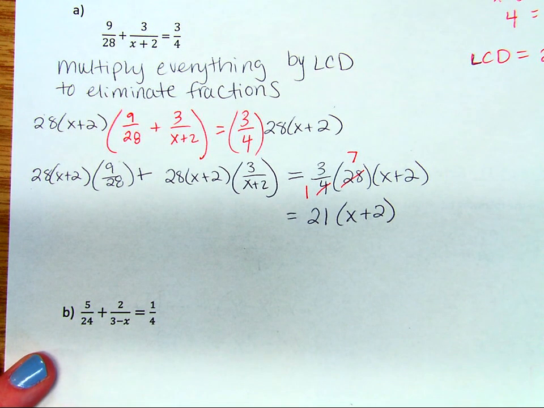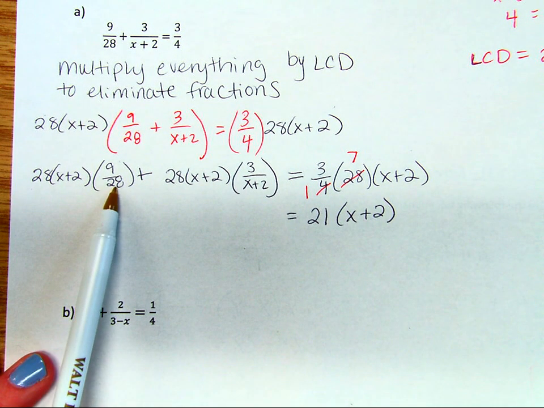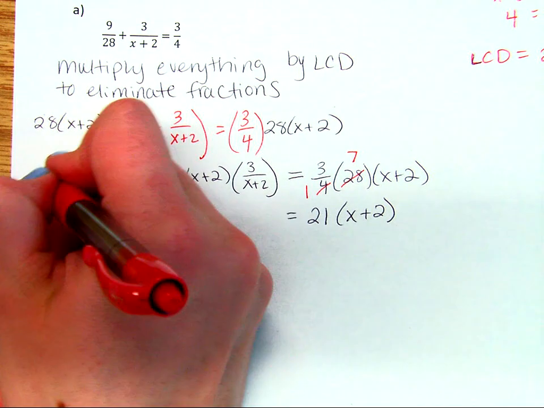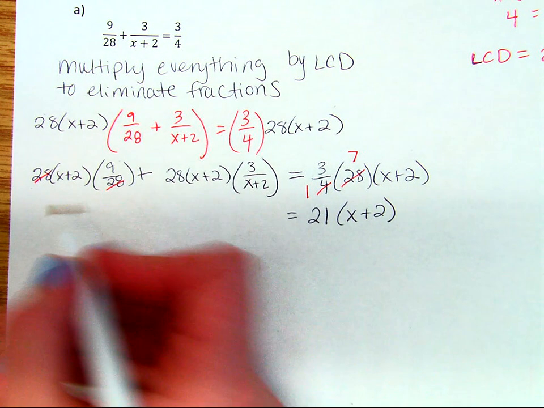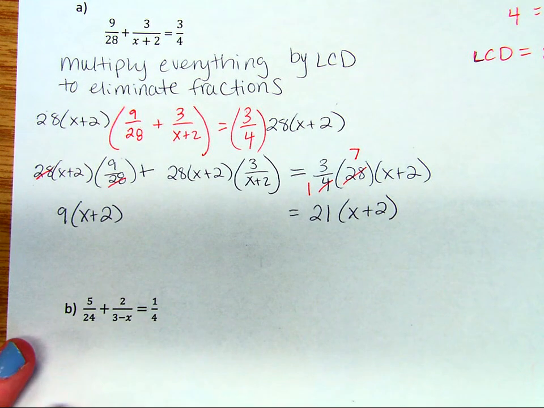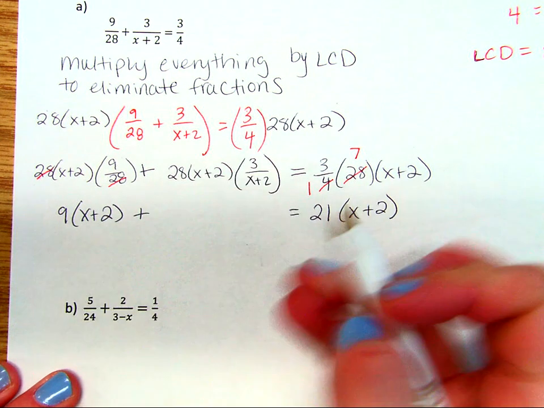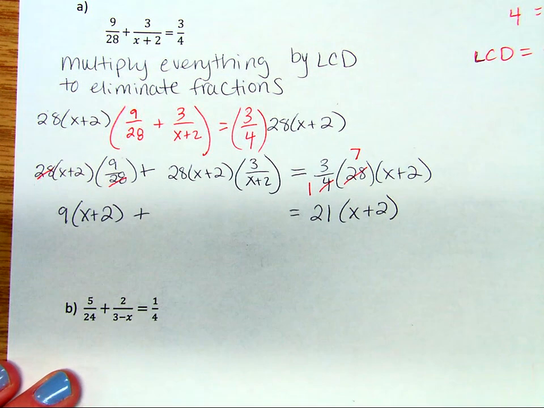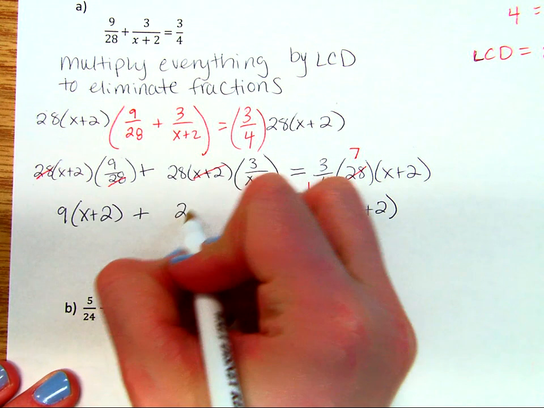Okay, and then let's see if we can simplify some things on the left side here. Ooh, the 28s cancel out, which is nice. That was the whole point. I wanted to get rid of the fractions. So I'm just left with 9 times x plus 2. And then over here, my x plus 2's cancel out. So I'm left with 28 times 3.